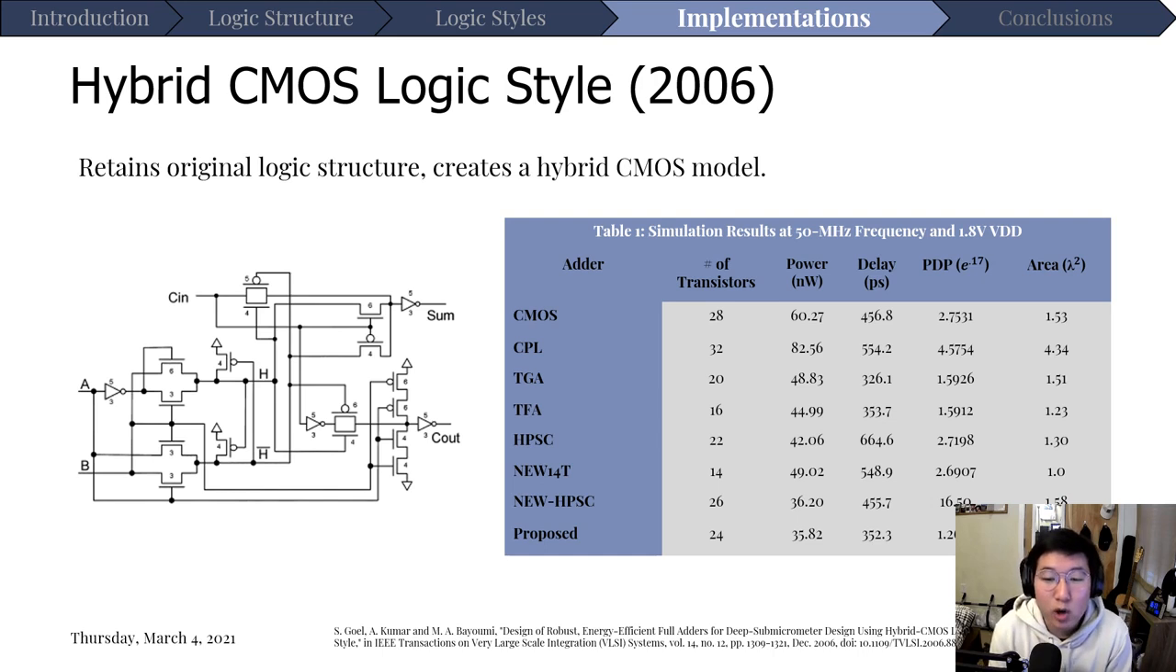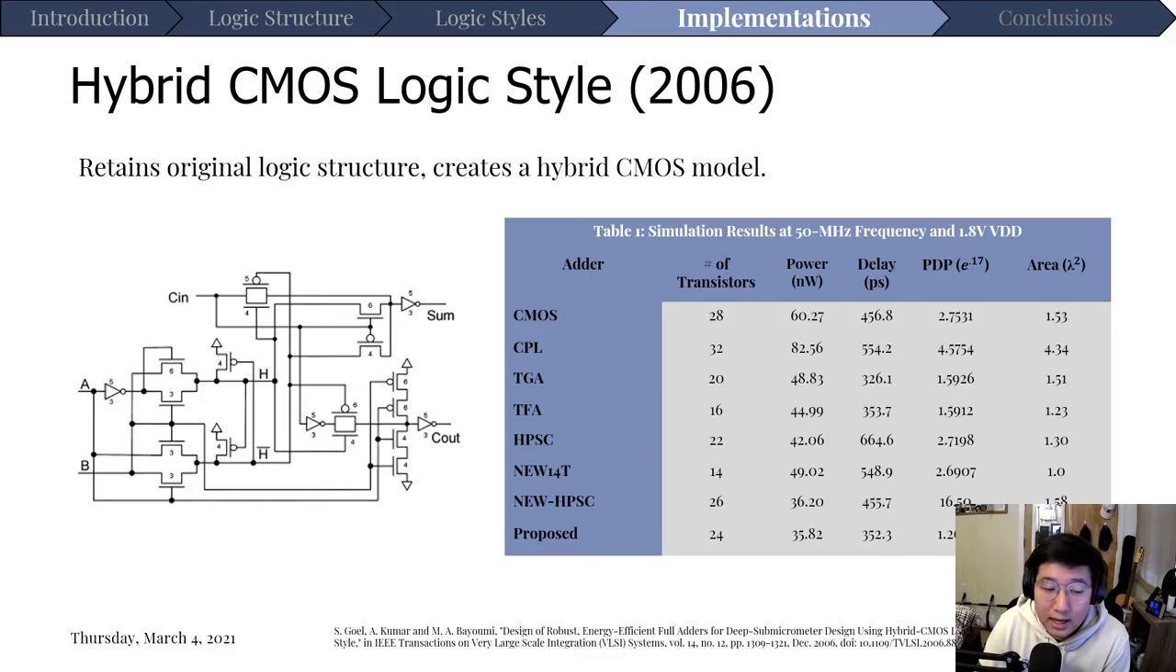But then we can see the proposed one, right? The proposed one actually works very similar to the last one as well. It uses the same logic structure as module 1, module 2, module 3, with that hybrid structure, it just adds a couple transistors compared to the HPSC, right? And mostly I'm going to be comparing it to the HPSC. We see it has 2 more transistors, but 7 nanowatts less power, right? Almost half the delay, which leads to almost half the power delay product. And in terms of area, it's an improvement as well.